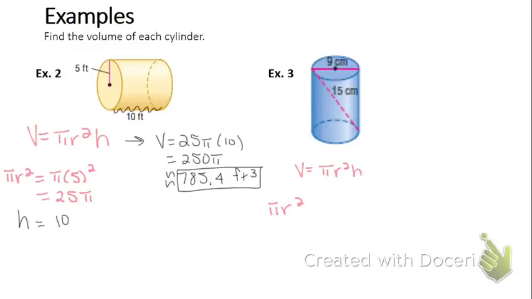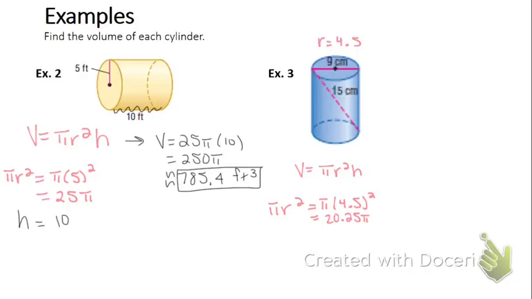Okay, what is the radius of this one? 4.5. So we have pi times 4.5 squared. What is 4.5 squared? Do 4.5. Is that 20.25? Did anybody get 20.25 pi? Yes. Okay.